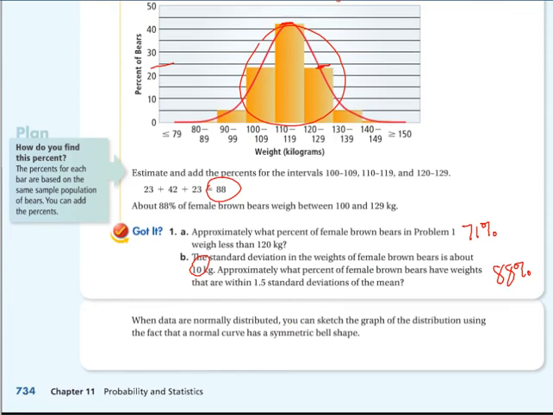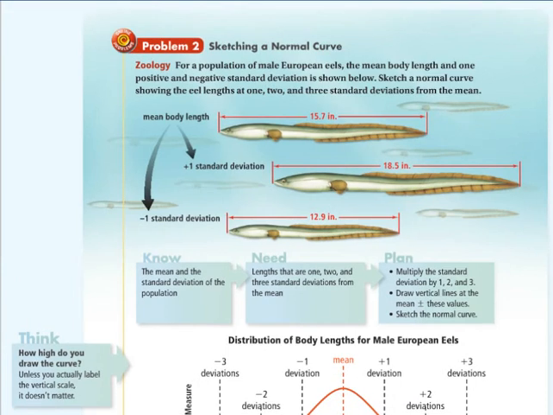All right. When data is normally distributed, you can sketch the graph of the normal distribution using the fact that a normal curve has a symmetric bell shape. So we're gonna draw now. God help us.